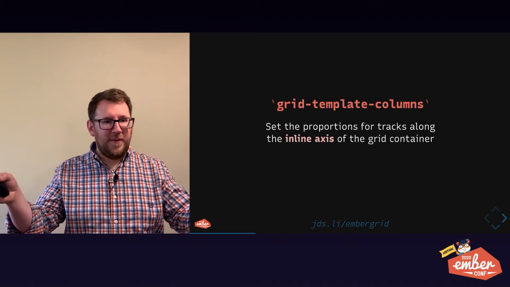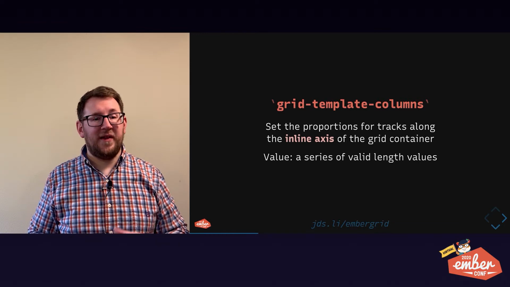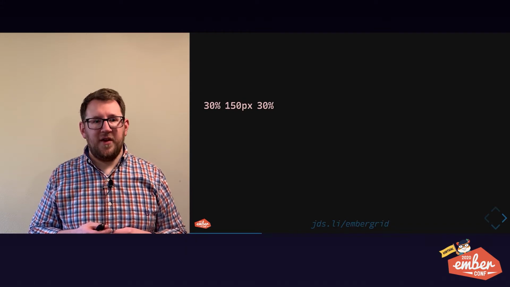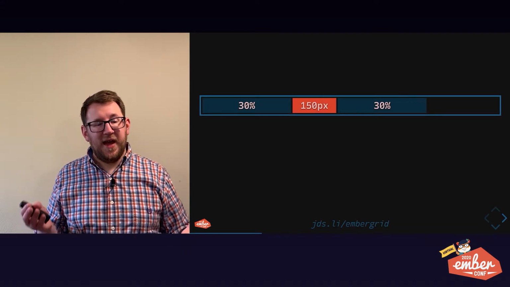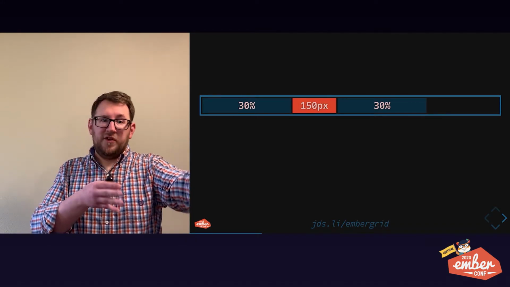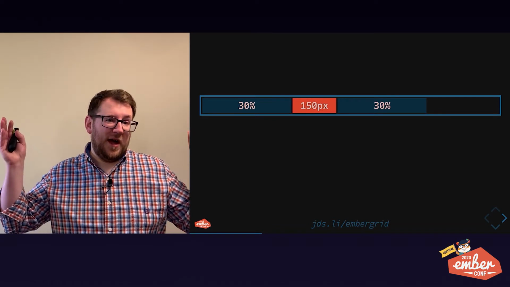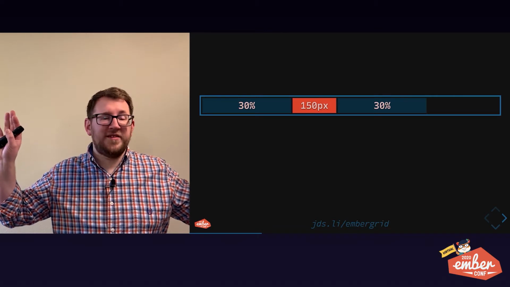But this gives us our column measurements, and the value we use is any valid length values in a space-separated series. For example, you can do 30% and 150 pixels and 30%. And unlike Flexbox, if you don't use up all your grid space and you define your columns, Grid's like, that's cool, I don't mind empty space. I'm not afraid of the silence.